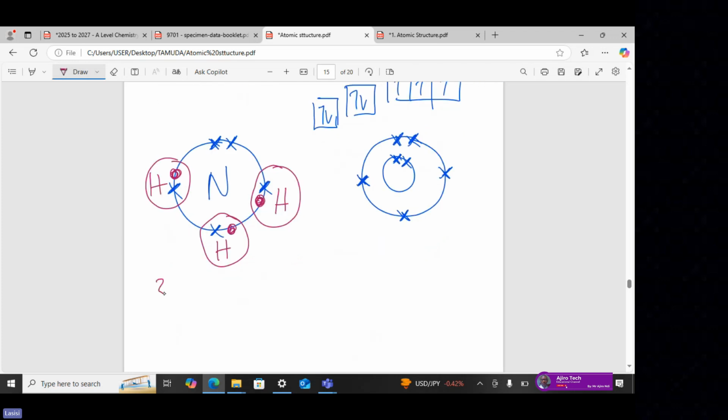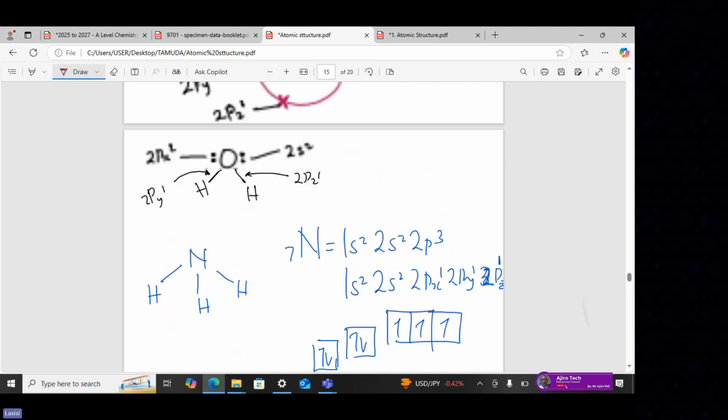Ammonia has 6 electrons involved in bonding and 1 non-bonding pair. So ammonia has 3 bonding pairs and 1 lone pair. 3 bonding pairs or 6 bonding electrons, because each pair means 2 electrons, right? And then 1 non-bonding pair. Do you understand that? So that's how we form that.